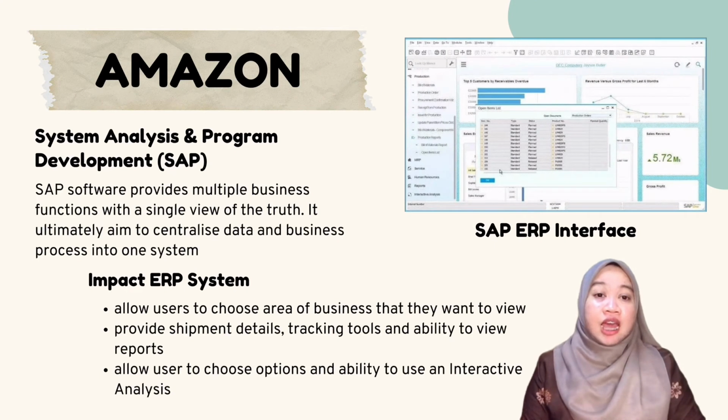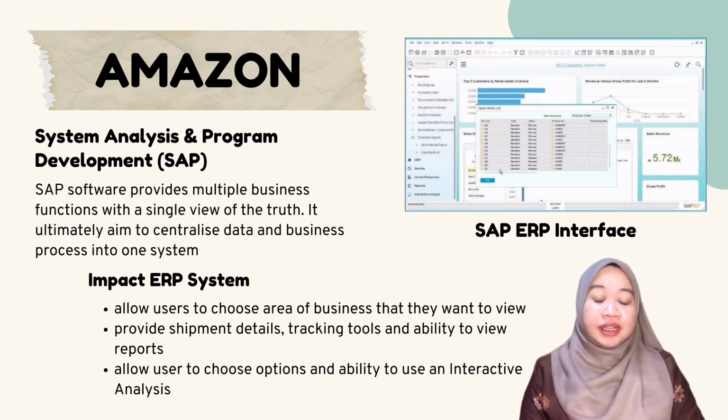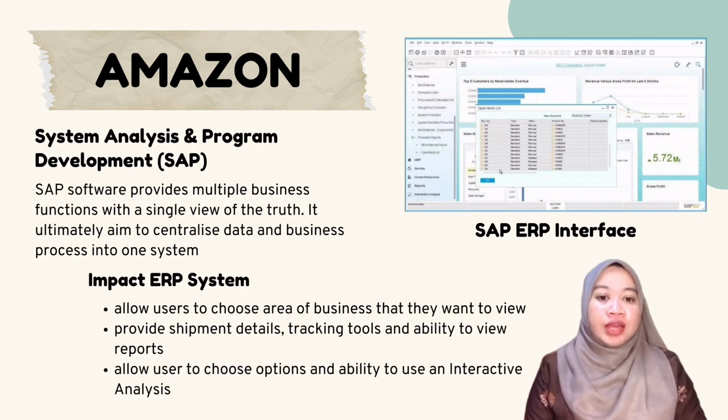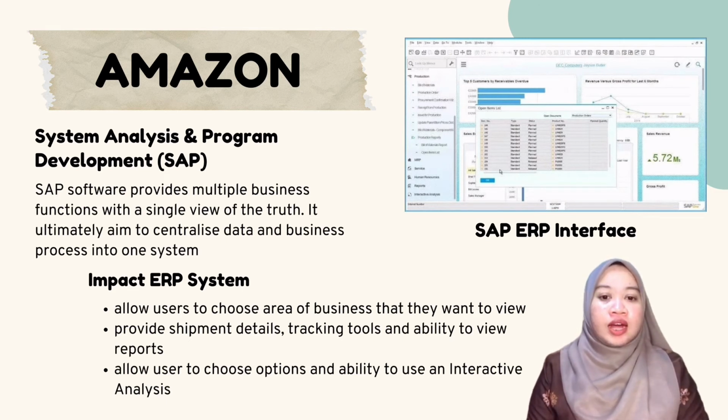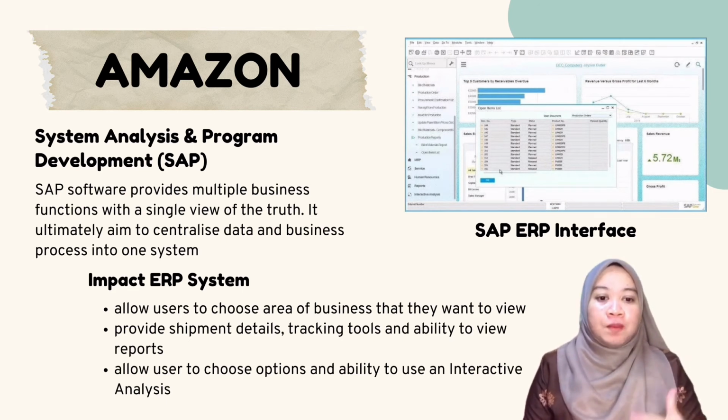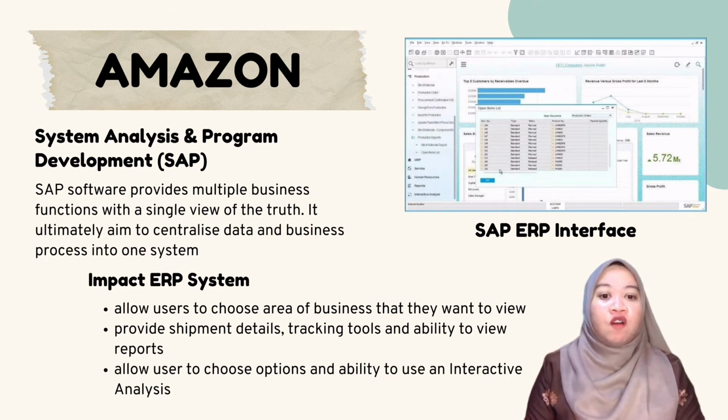The third one is Amazon. Amazon uses ERP software called System Analysis and Program Development, SAP. This software provides multiple business functions with a single view of the truth. This software helps the company to better manage complex business processes by giving employees of different departments easy access to real-time insight across the enterprise. Amazon has been using the SAP software suite since 2008 and they have implemented a number of modules in their business suite implementation.